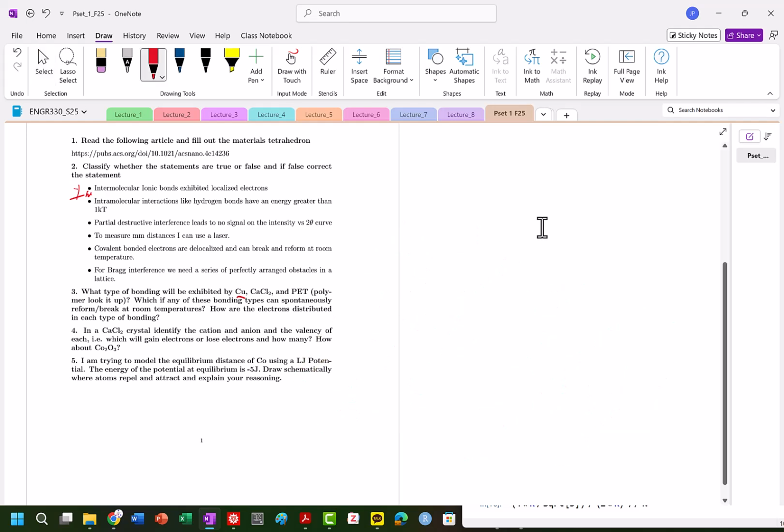Beautiful. CaCl2, Ca is our cation, 2 plus, Cl minus. Co2O3, Co will be 3 plus, O will be 2 minus. Fantastic. Cation, anion.